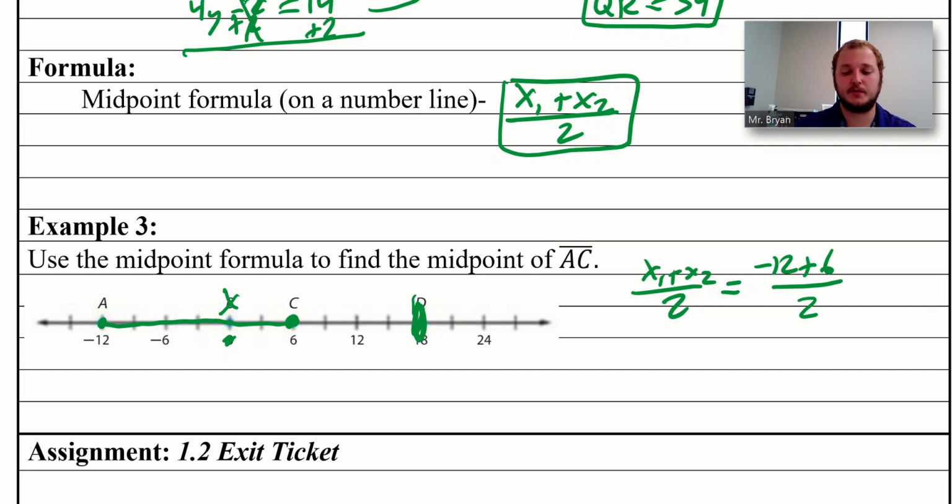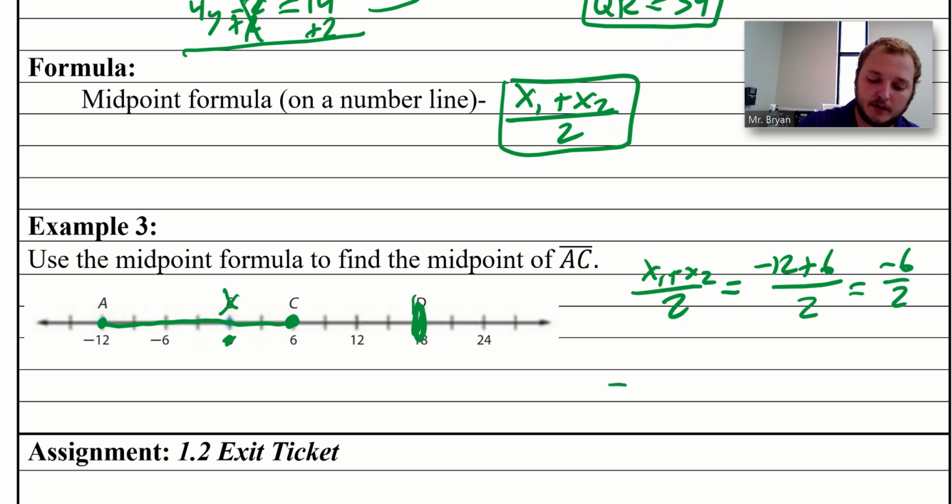Again, if you wanted to, you could put your fingers on the edges and count in one at a time, but in my opinion, it's easier to use the formula and just find the average. Now all I need to do is simplify. I have negative 12 plus 6, so make sure you understand how to add and subtract negative and positive numbers. Negative 12 plus a positive 6 brings it more positive, to negative 6. Then divide by 2.